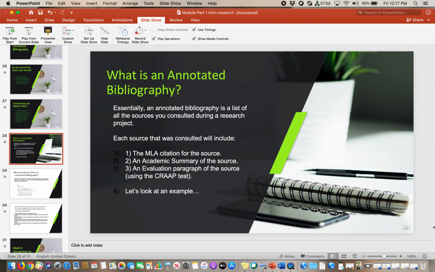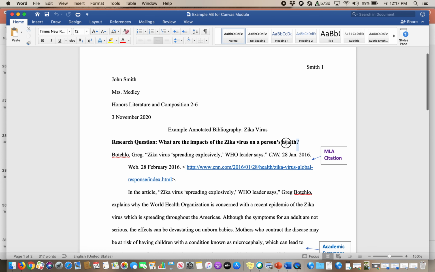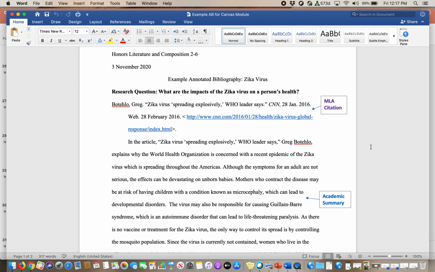So let's take a quick look at an example annotated bibliography entry. Let's pretend for a moment that you are researching the question, what are the impacts of the Zika virus on a person's health? That is a question that people probably thought a lot about 4 years ago when it was a significant virus, there was a significant outbreak in Central and South America. So if you decided ultimately that you were going to go ahead and read through the source and consult it as part of your research, then it would go in your annotated bibliography, even if you didn't end up using the source in your essay. Why would you do that? It shows your teacher how much research you did prior to writing a paper or doing a project.